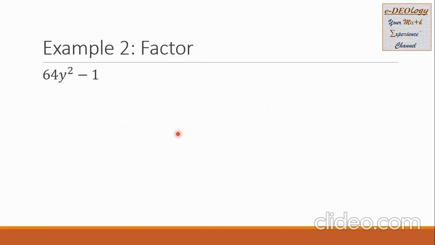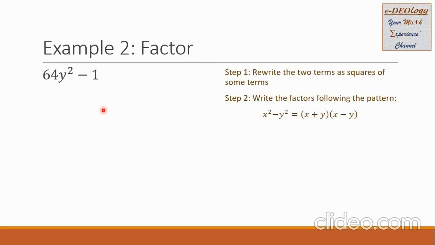Let us have example 2. Factor 64y squared minus 1. Again, we're going to rewrite these two terms into squares of some terms. The 64y squared can be written as the square of 8y, and then minus the 1, we can write it also as the square of 1.